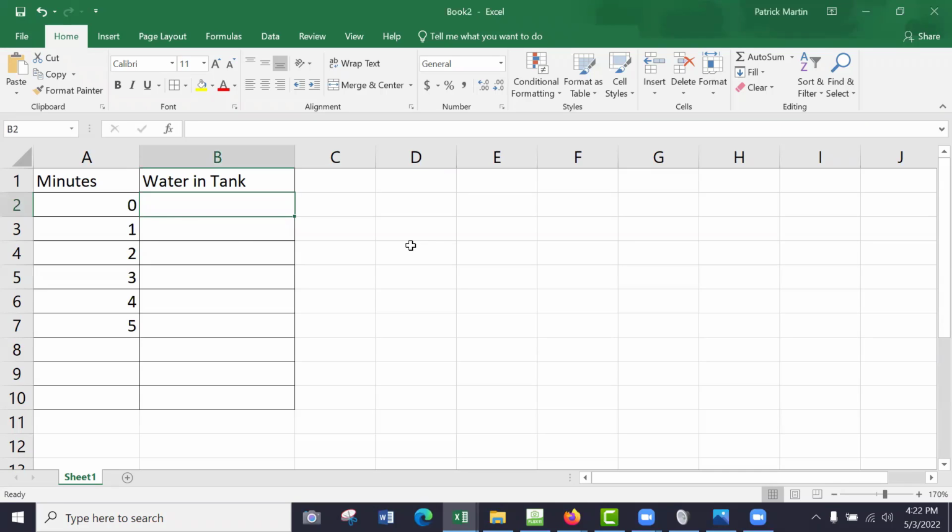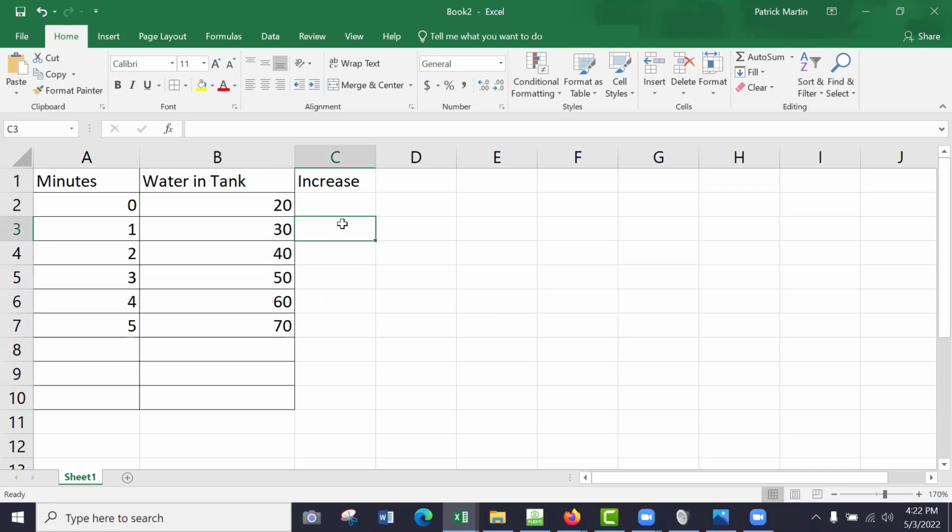20 gallons. Okay, so we start with 20 gallons in the tank. And if it's increasing at 10 gallons per minute, after the first minute there'd be 30 gallons in there, right? Correct. After the second minute, 40. After the third minute, 50. After the fourth minute, 60. Making sense? So every minute the tank is filling up with more gallons of water.